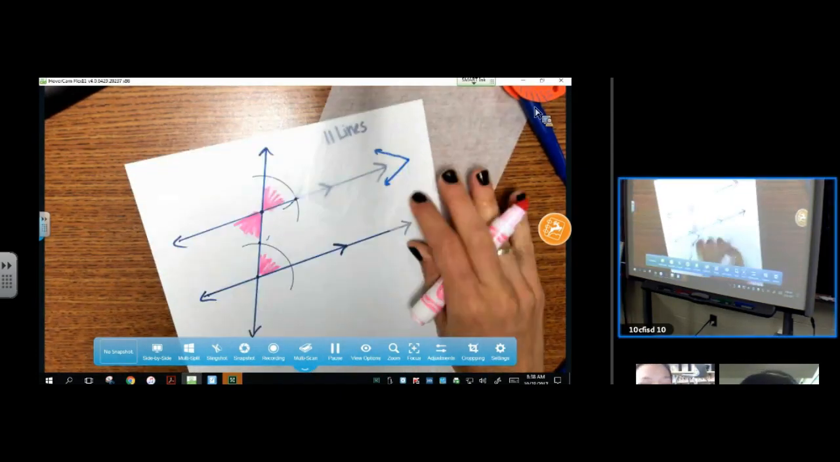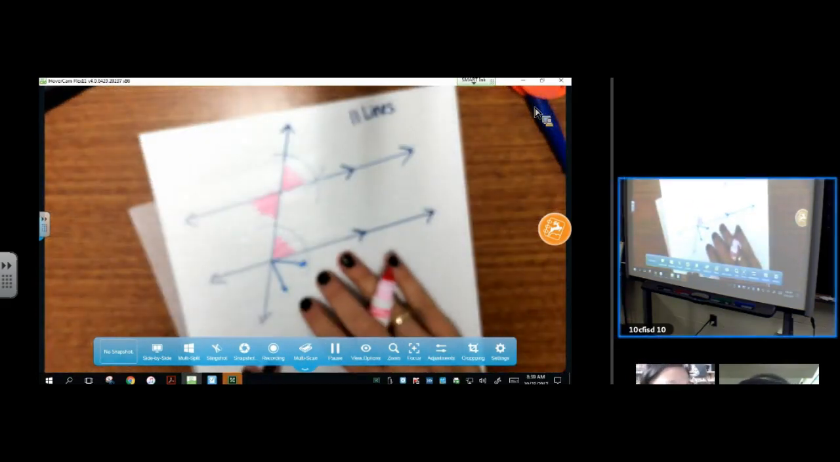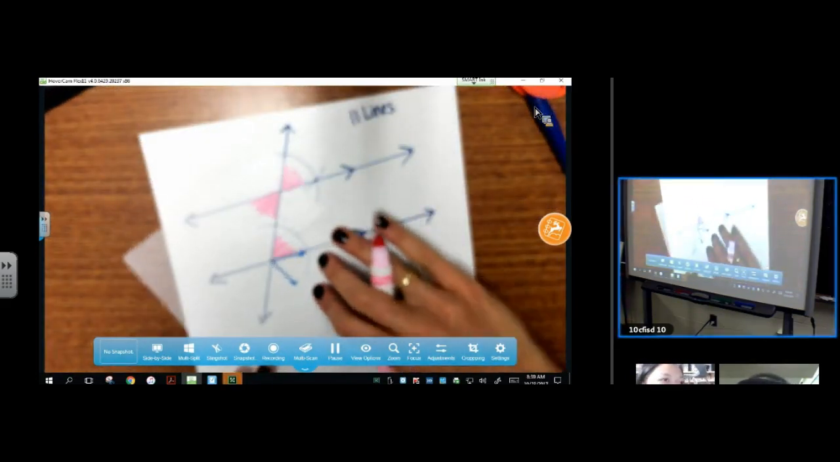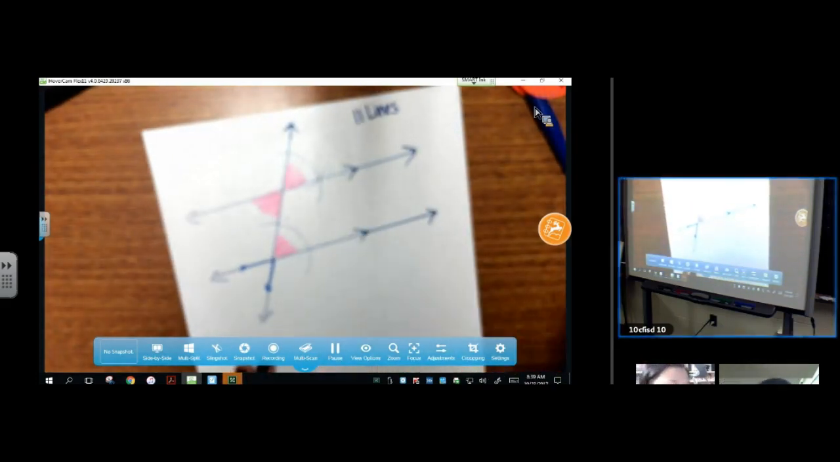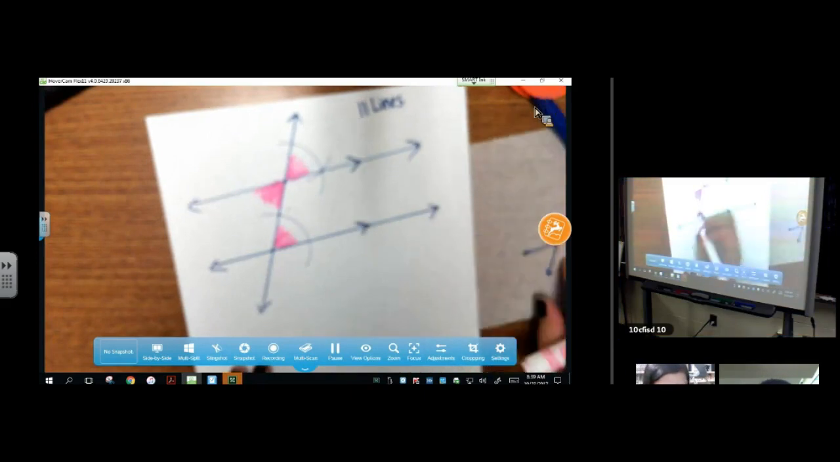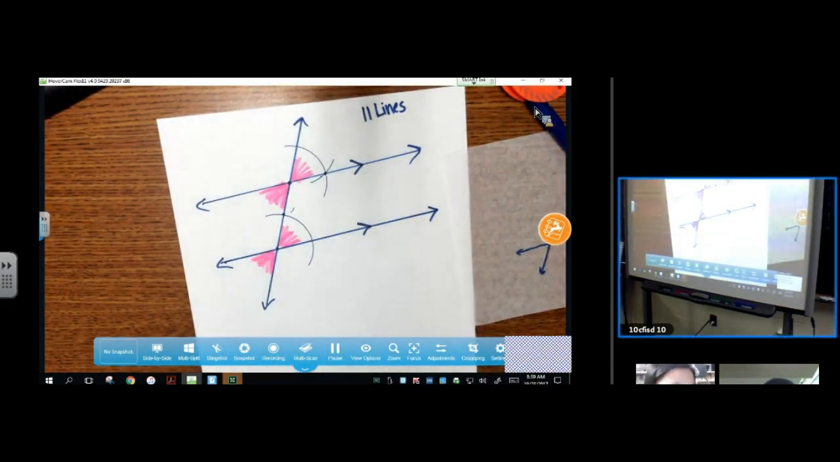This angle, does it match that one? No. Does it match that one? It's blurry, but you can tell no. And then does it match that one? Yes. So hopefully it'll unblurify itself. So everything that I just shaded in pink, those angles are congruent to each other.